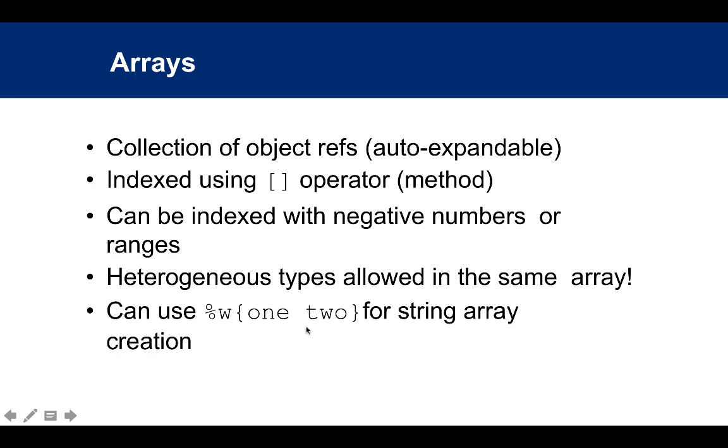You could also use this syntax for a string array. So in this case, instead of putting quotes around the 1, comma, quotes around the 2, you could just say %W, and then in the curlies, you could say 1, 2, 3, and so on. And that will create a string array for you that has elements 1 and 2, and so on.